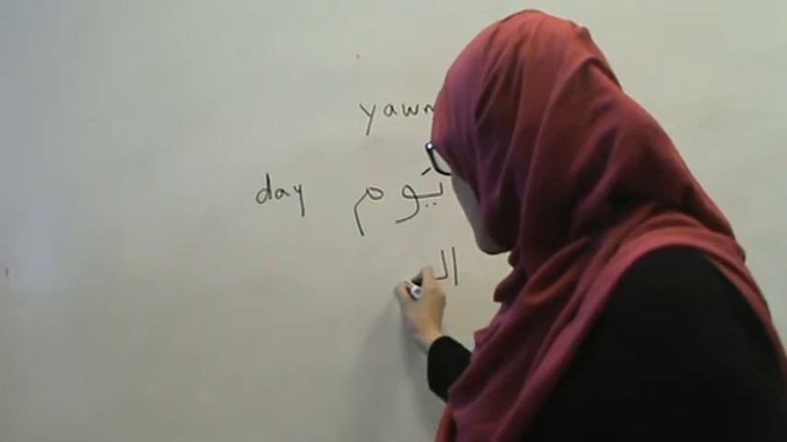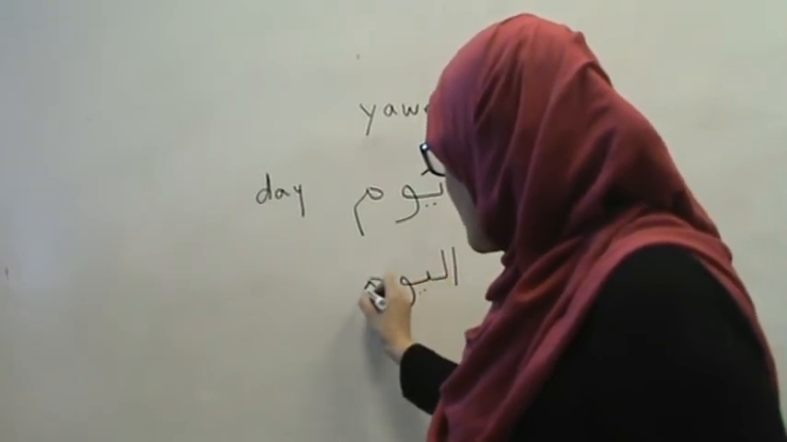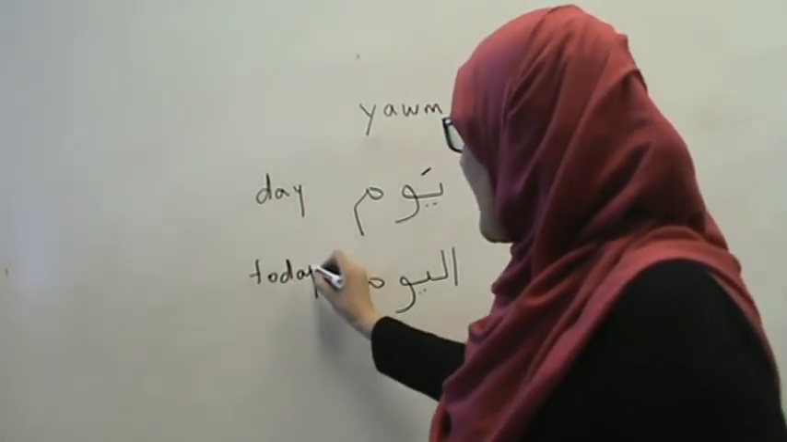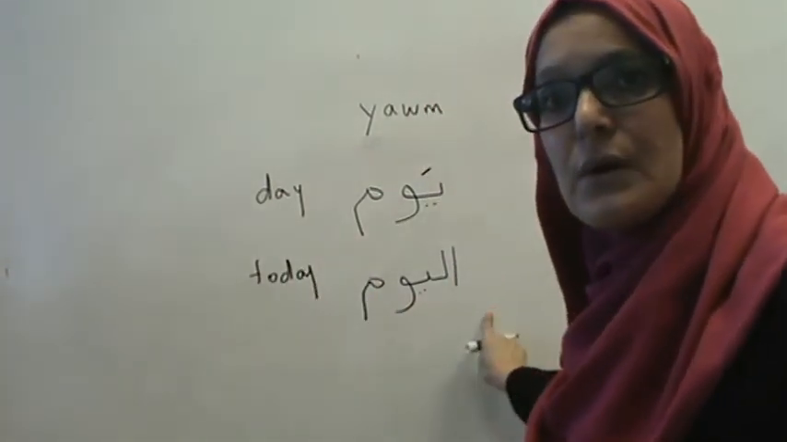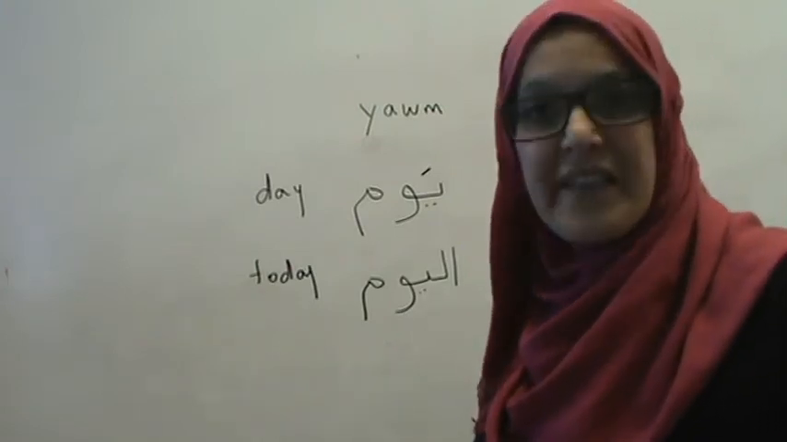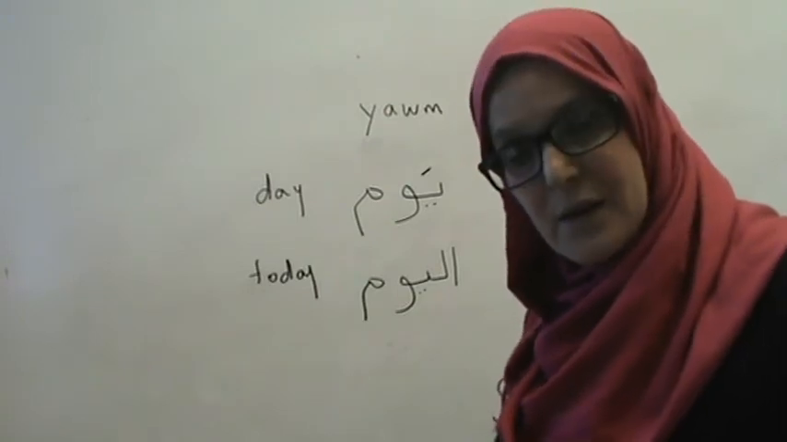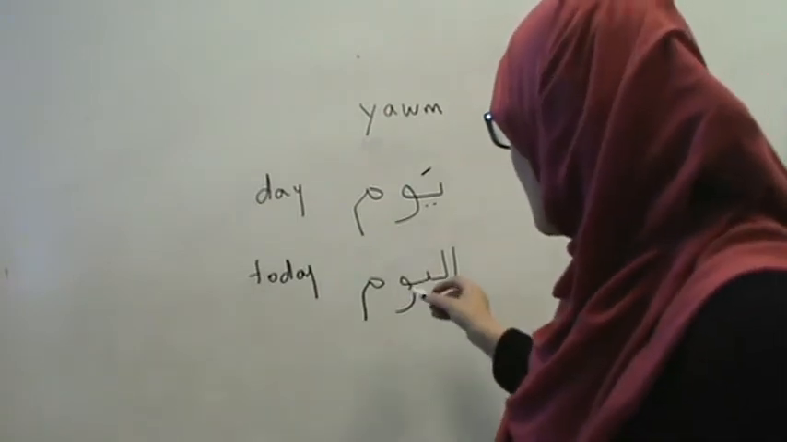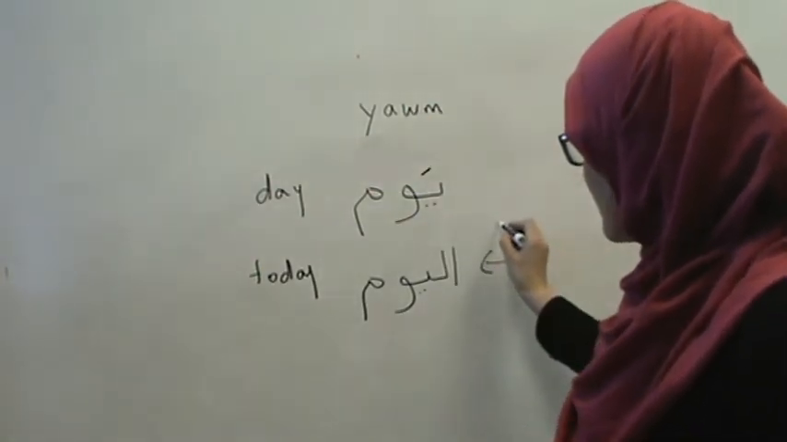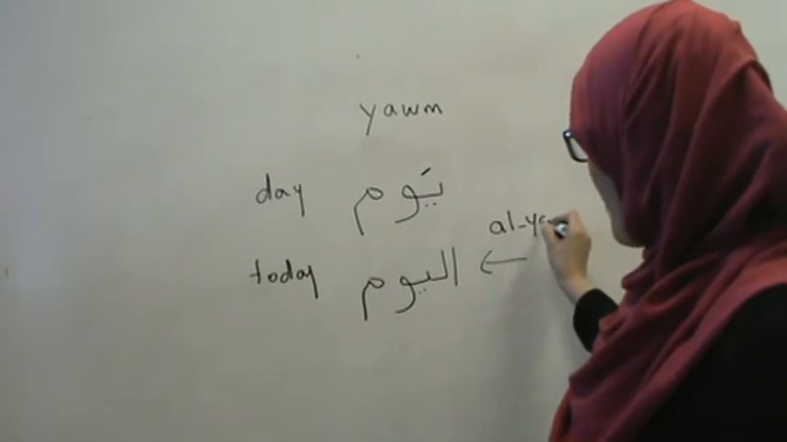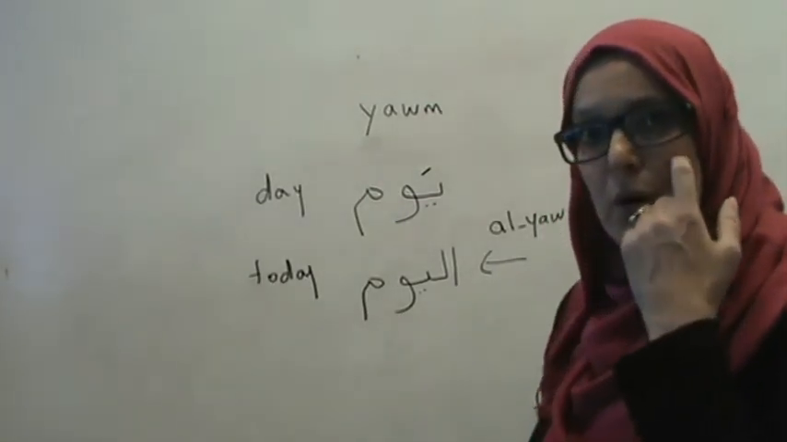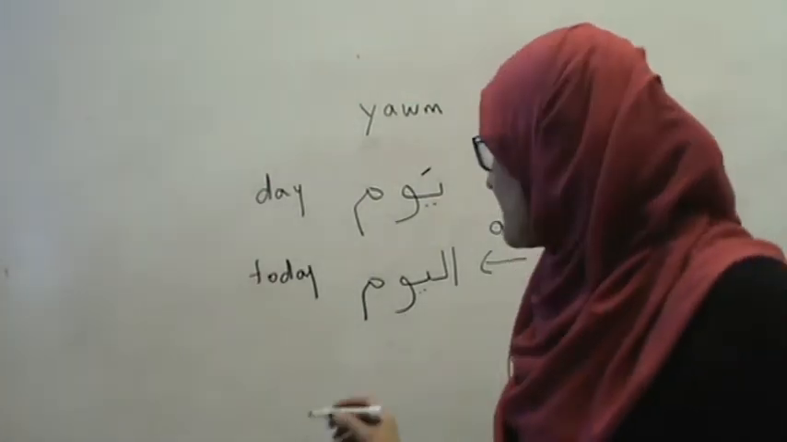The word for today is the day, and I'm going to add L to it, which is اليوم. It's today. So I added the L to day. In English, we say the day, the equivalent to today in Arabic. So it's the same word, but I added L, which is اليوم.